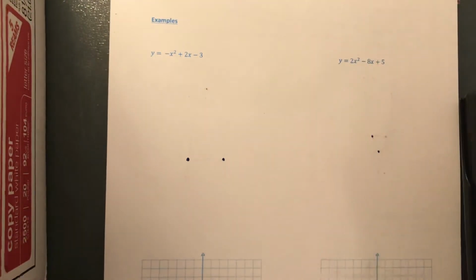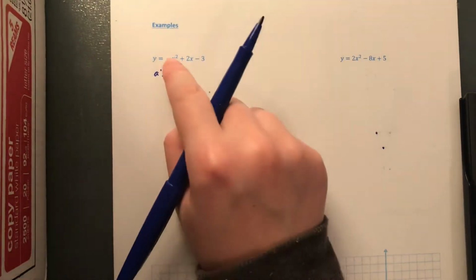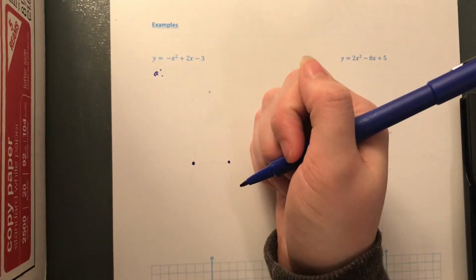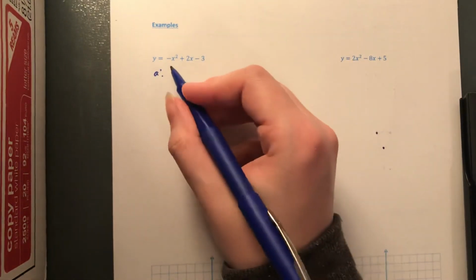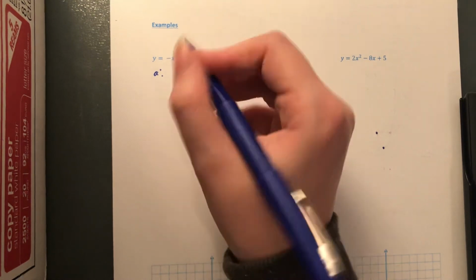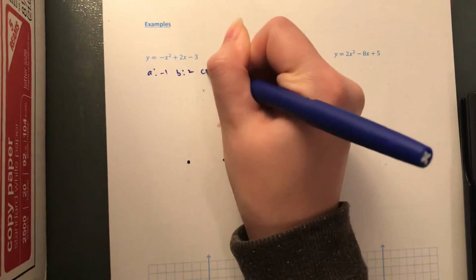So I'm going to go over this first one. So first step, careful here with your a value. It just says negative x squared. So what's your a value? Well, technically there's a number chilling out front, right? It's not just 1, it's not negative x, it's if there's a negative and no number, it's negative 1. B is 2, C is negative 3.